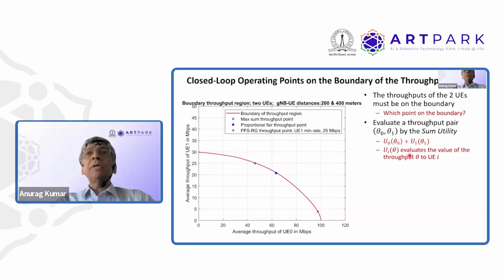So what we're going to do is we're going to define some functions. The utility of the user theta 0 is a function u0. It could be simply a constant. It could be simply w0 times theta 0. So it could be a simple function. u1 of theta 1 is a function of the throughput. And u1 of theta 1 could be simply w1 times theta 1. So it could be a simple linear function. In general, they are non-linear. We'll see some examples of that.